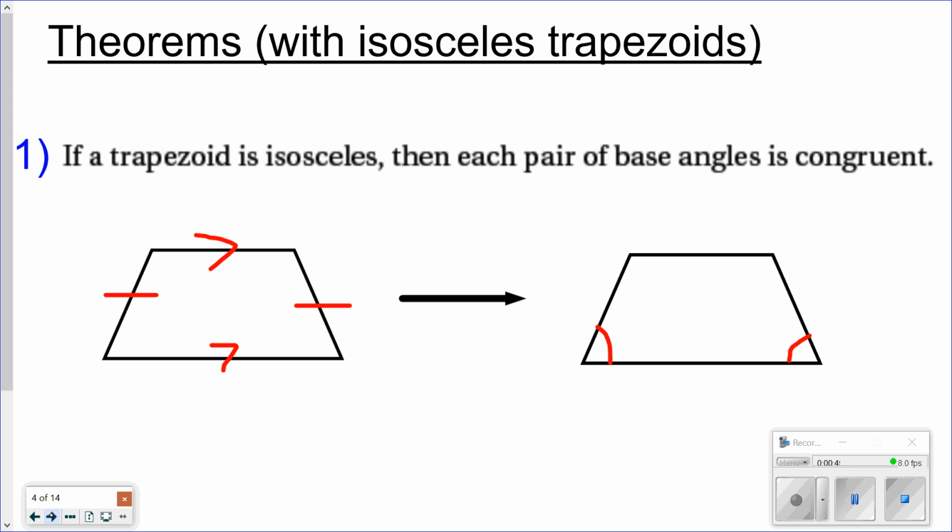Theorems with isosceles trapezoids. Number 1. If a trapezoid is isosceles, then each pair of base angles are congruent. What that means is if we look at these legs, we see that they are congruent with those tick marks. It means that our base angles, or these two lower angles, are the same measure.